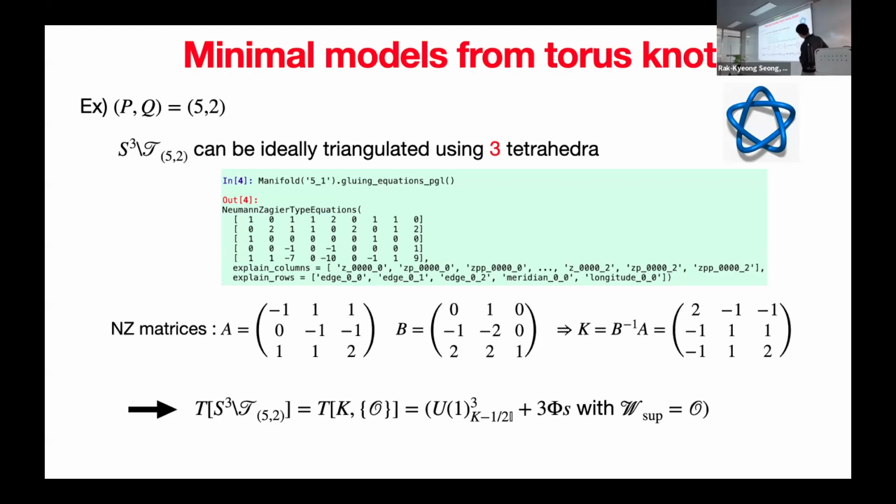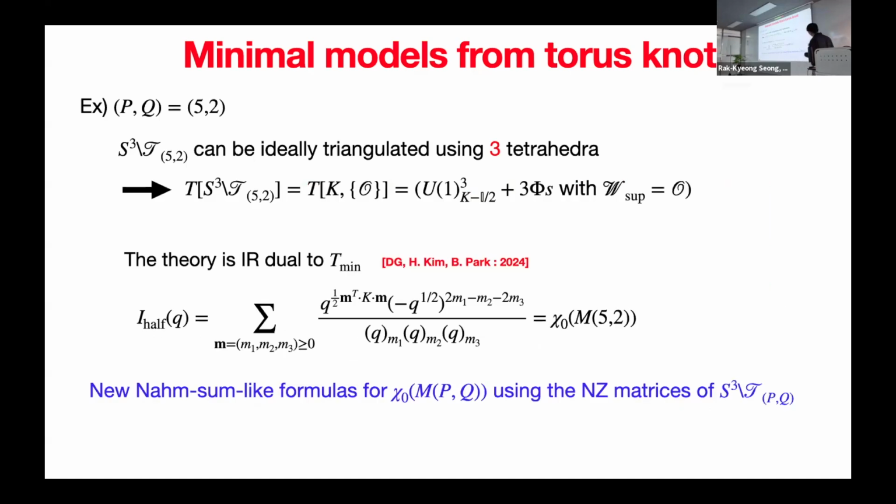matrices. Using this K matrix, we can construct the 3D N=2 theory, which is U(1) to the K, U(1) cubed with the Chern-Simons level, this one, decoupled three chirals with the spoof data. Then we can do the field theory localization analysis, and we can check that this theory is actually IR dual to the T minimal theory, which is checked in this paper. And recall that this T minimal theory supports a boundary algebra, which is the Virasoro Lee-Yang model.